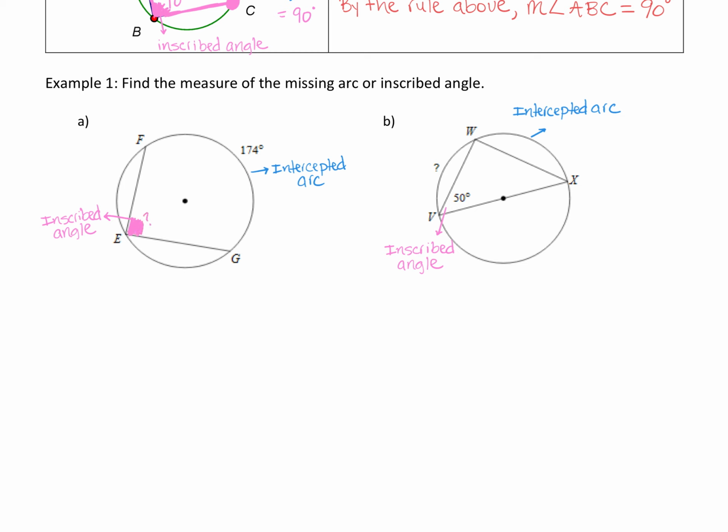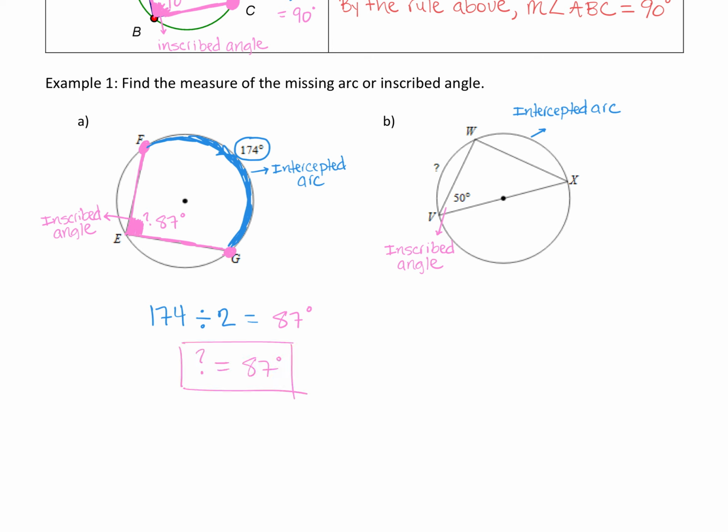Now for our examples, here is the inscribed angle, and that was our question mark. If we follow the angle to the other edge of the circle, this is the intercepted arc. And so the intercepted arc is 174 degrees. So if we want to find the measure of the inscribed angle, we take that 174 degrees, divide it by 2, and that is equal to 87 degrees. So our inscribed angle is 87 degrees.